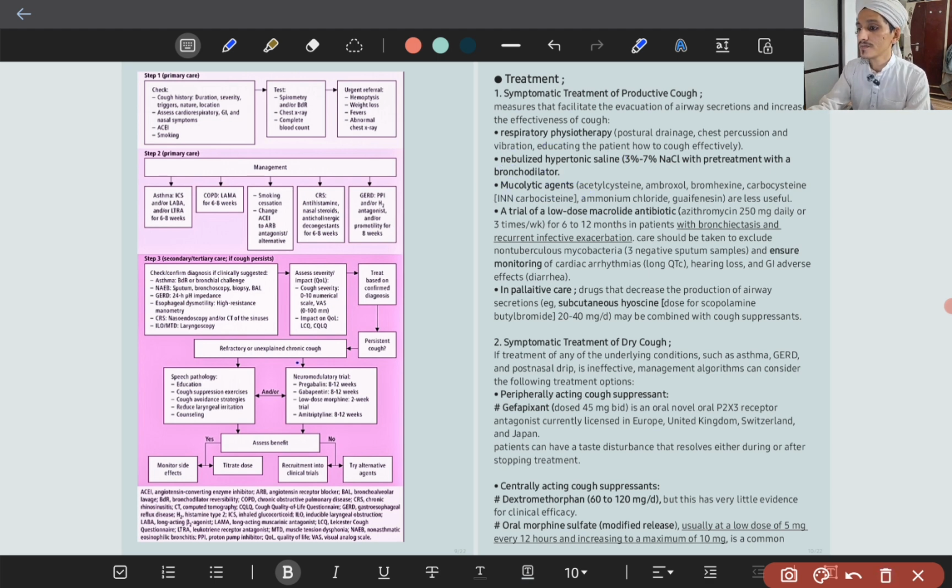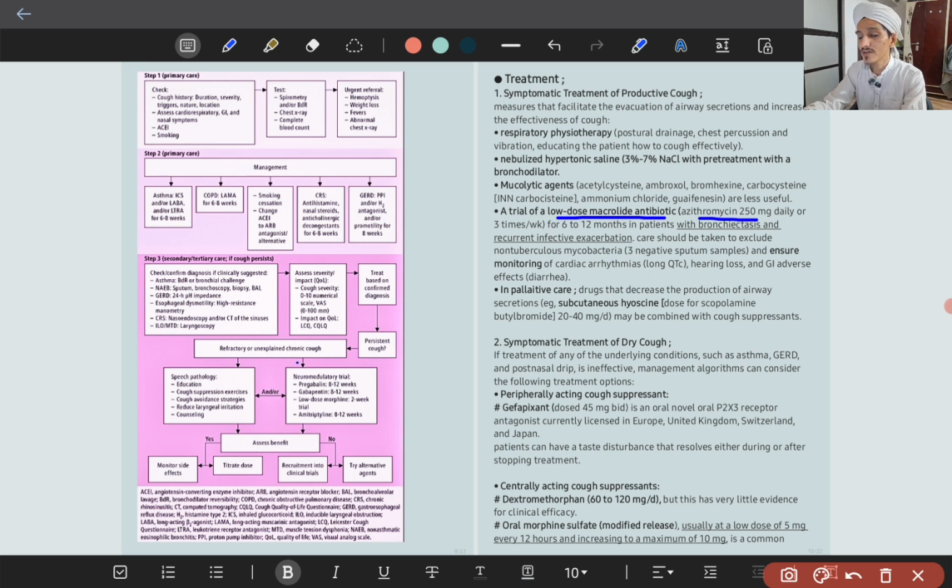Then low dose macrolide antibiotic like azithromycin 250 mg daily or alternate days for 6 to 12 months. This is given in patients with severe COPD or bronchiectasis who have recurrent exacerbations. To prevent the exacerbation, you give this, but you should monitor the side effects, which include QT interval prolongation. So you should monitor the patient for cardiac arrhythmias.